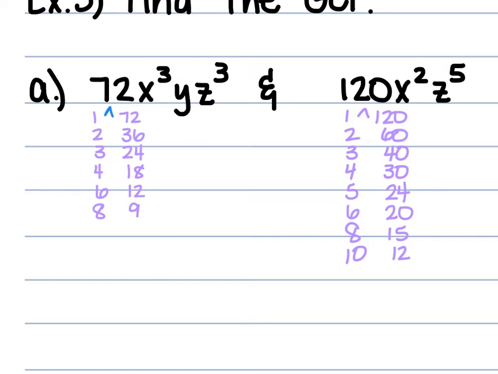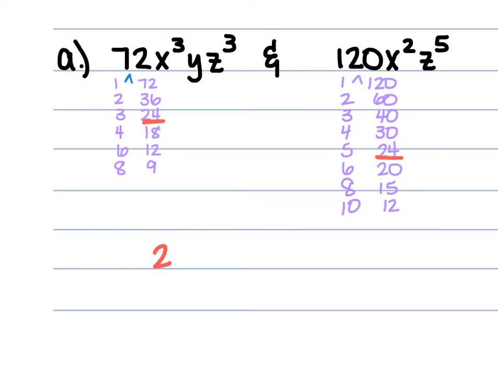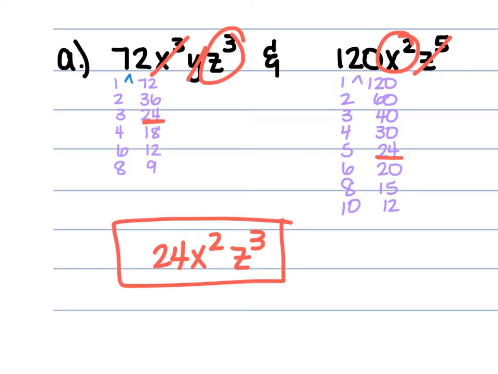So we want to find the greatest common factor here. The one that's the greatest is that 24. So the number that we're going to have is the 24. Then we have x cubed and x squared. We're going to keep that x squared, cancel out the x cubed because we want to keep the one that has the smaller of the two exponents. There's not a y in both, so we can't take that. Then we have a z cubed and a z to the 5th power. The z cubed is what we'll keep. So it's going to be 24x squared z cubed.